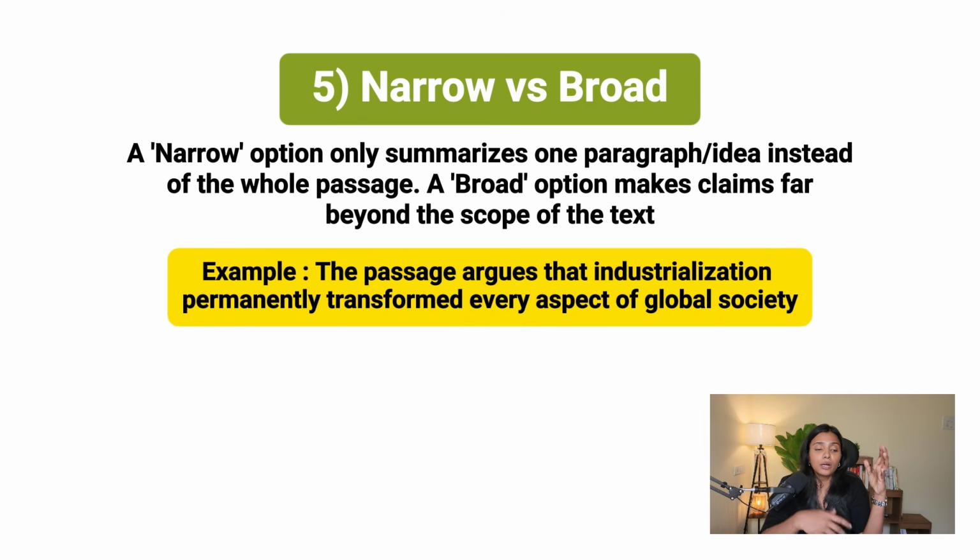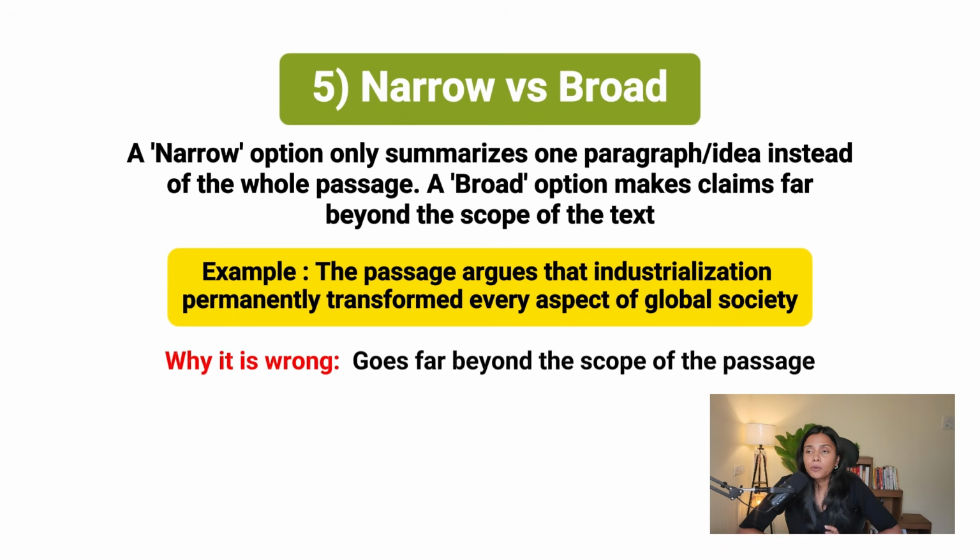An example of a broad option could be, the passage argues that industrialization permanently transformed every aspect of the global society. Now, why is this wrong? Because it goes far beyond what is discussed in the passage. We haven't reached the topics of industrialization or the society at large in the passage.